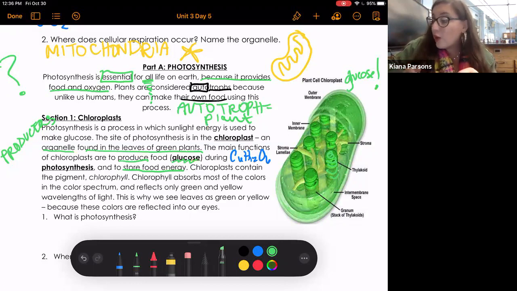Chloroplasts contain the pigment chlorophyll. Chlorophyll absorbs most of the colors in the color spectrum and reflects only green and yellow wavelengths of light. This is why we see leaves as green or yellow, because these colors are reflected into our eyes. That's pretty cool. So what is photosynthesis?